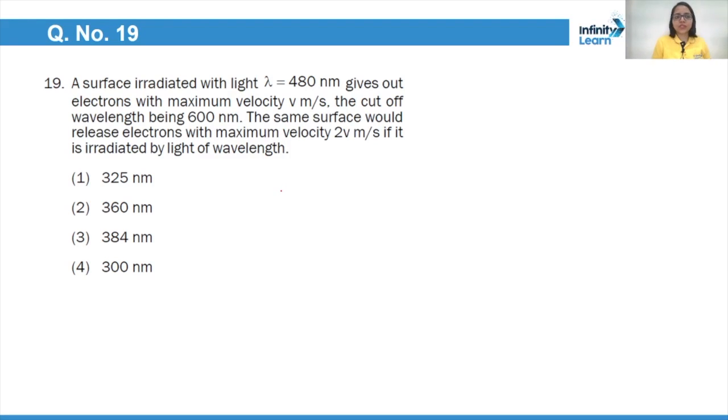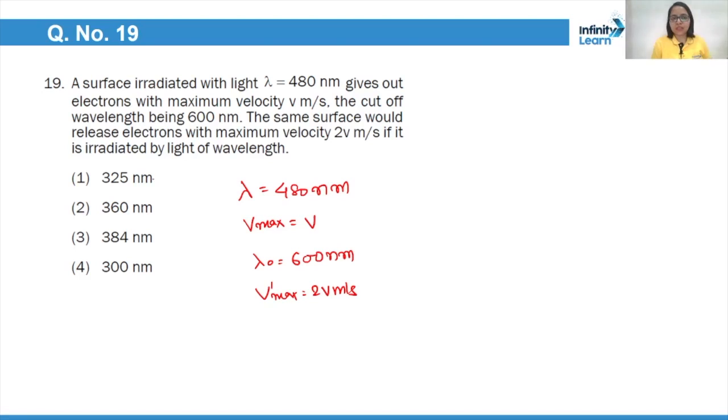Next question is question number 19. A surface irradiated with light of lambda equal to 480 nanometer gives out electrons with the maximum velocity v meter per second. The cutoff wavelength being 600 nanometer, the same surface would release electrons with the maximum velocity 2v meter per second if it is irradiated by a light of wavelength. So we need to find the wavelength for the second case. Let's say it is lambda dash, right?